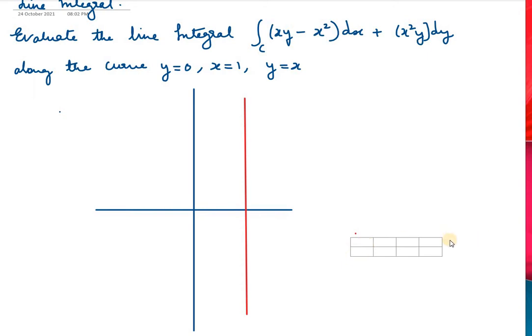So here for y is equal to x, when x is equal to 0, y is equal to 0, when x is equal to 1, y is equal to 1, when x is 2, y is equal to 2, and so on. So now this one is x is equal to 1, and this is given by y is equal to 0, that is the x-axis, this is the origin.